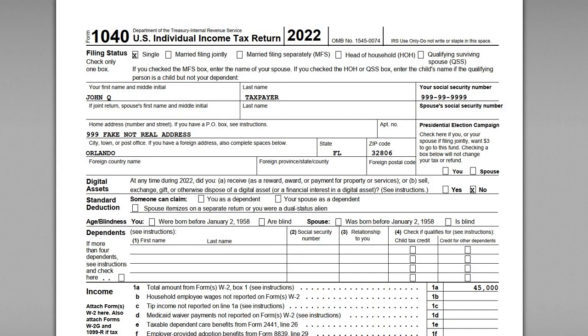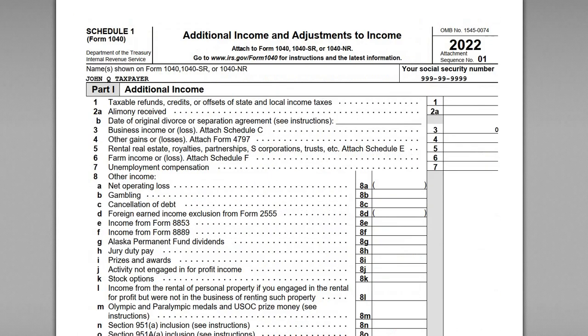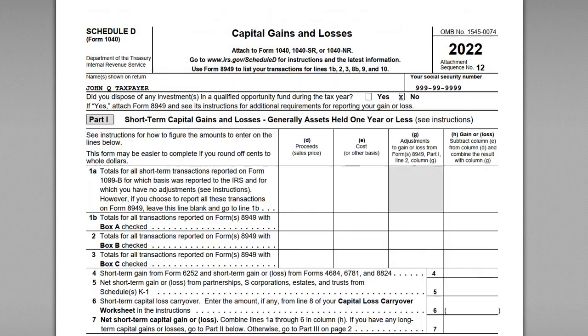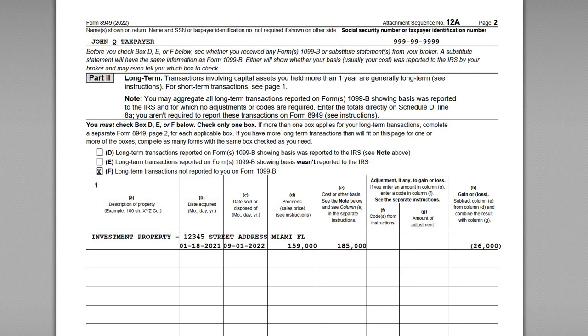So when he looks at his tax return, he would report this on Schedule D and 8949. So if we jump to 8949, this is a long-term disposition, right? So he acquired it on January 18th, 2021. The property was repossessed and foreclosed on September 1st, 2022. And so we have the description of the property. It was an investment property and the street address.